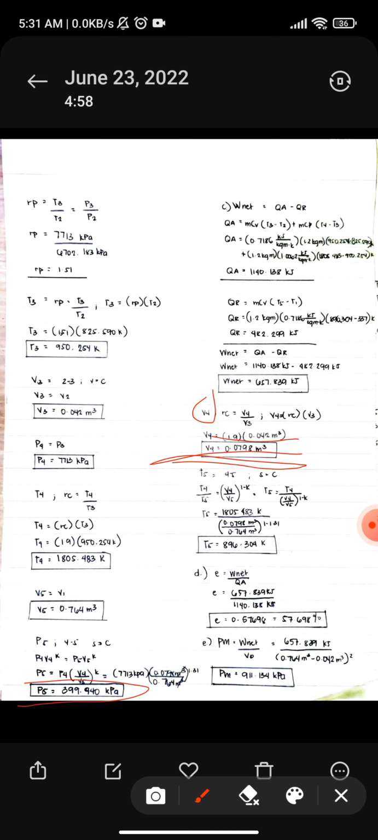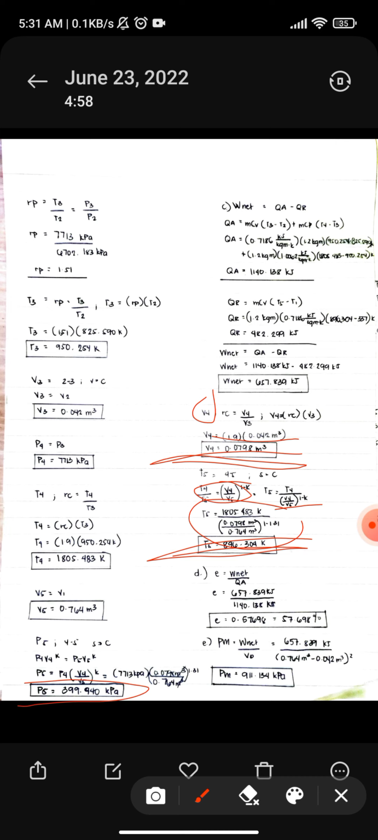So for the T5 naman, 4 to 5, S is constant. So formula natin is T4 over T5 equals V4 over V5 raised to 1 minus K. So derive natin to. So magiging siyang T5 equals T4 times V4 over V5 raised to 1 minus K. Substitute lang natin ng mga values. So T4 natin we have 1805.483 Kelvin times V4 natin na 0.0798 cubic meter over V5 natin na 0.764 cubic meter raised to 1 minus K natin na 1.31. So yung T5 natin is we have 896.304 Kelvin.